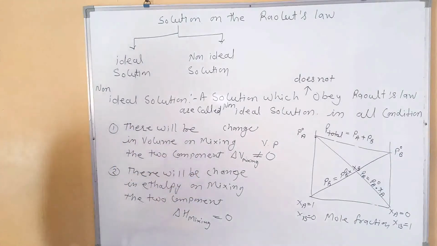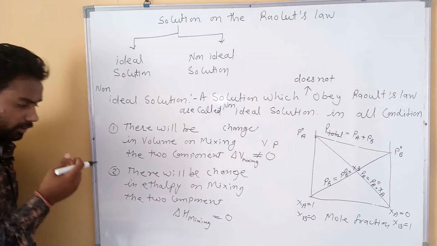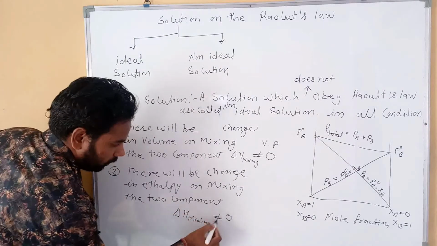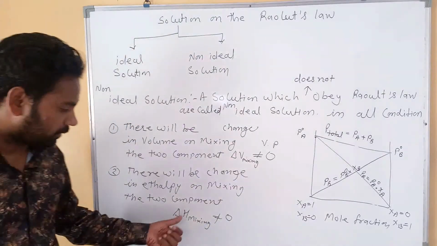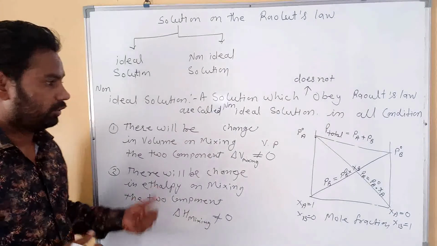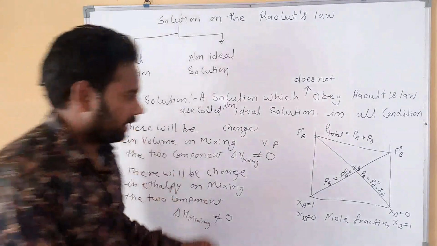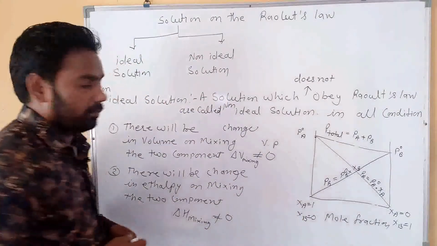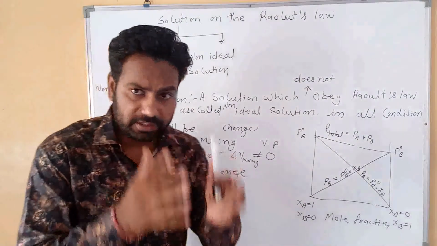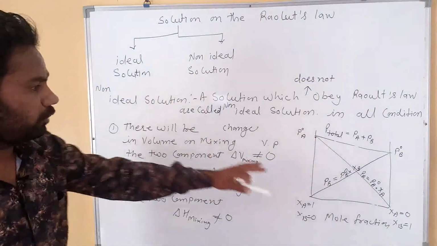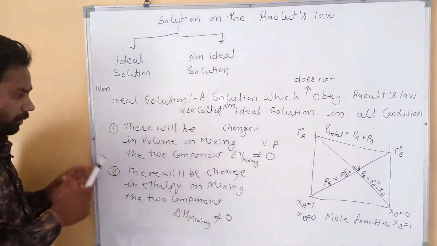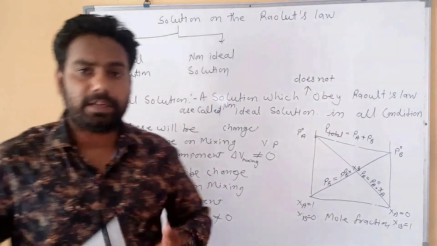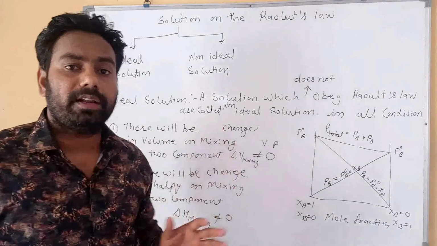There will be a change in enthalpy on mixing the two components. So what happened here? Del H mixing is not equal to 0. Here also there is some deviation from ideal solutions. What is the meaning of the change between ideal and non-ideal solutions?